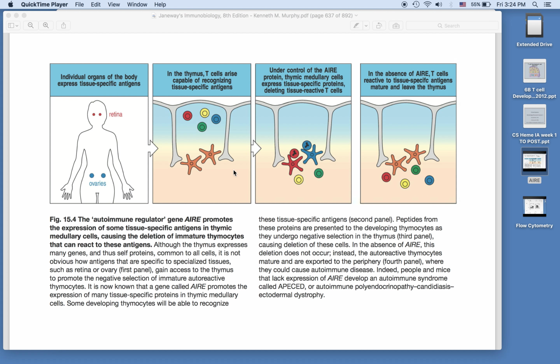Hey everyone, this is Larry, and I'm just going to do a quick review about the AIRE transcription factor and about negative selection. So let's imagine this cell right here.